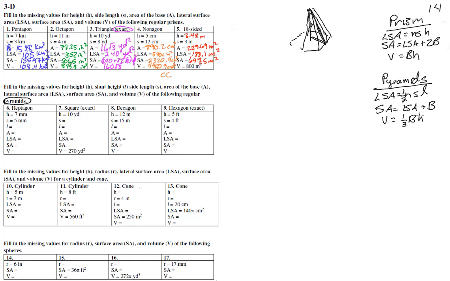So it's 1/3 of the base times the height. So you take the base times the height, and then you have to divide it by 3. Okay, so that should help us as we try to navigate these pyramids. So let's do it. Heptagon.